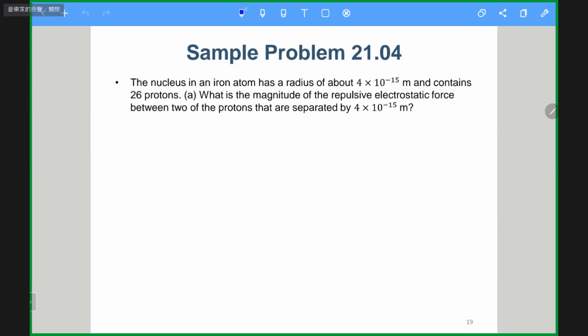Okay, so it says the nucleus of an iron atom, 铁原子, has a radius of about 4 times 10 to minus 15 meter and contains 26 protons. What is the magnitude of the repulsive electrostatic force between two of the protons that are separated by this radius?